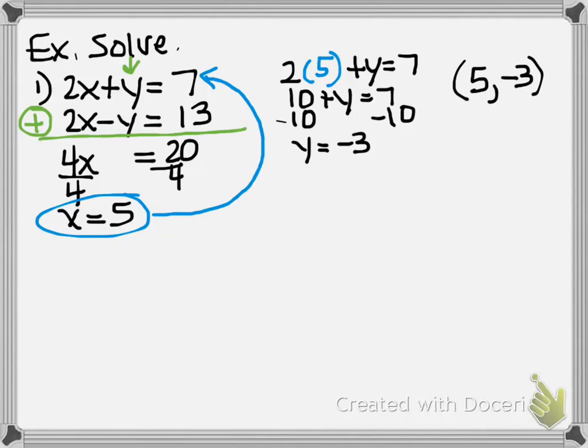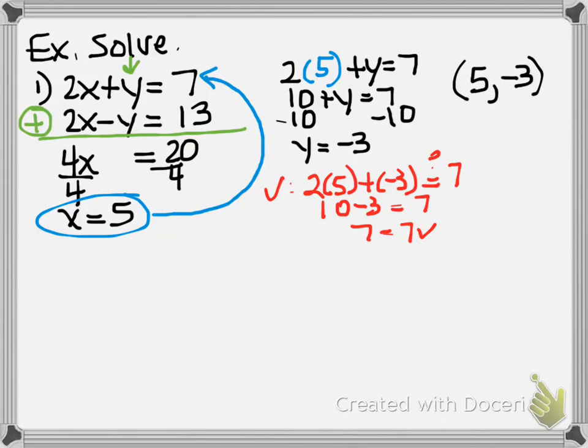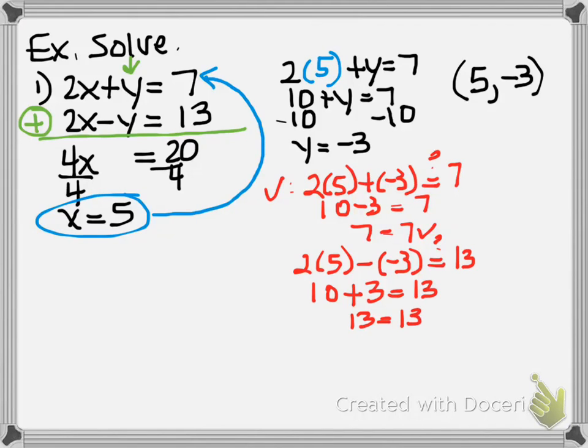Now I want to perform a check to make sure that that's correct, so I'm going to test out 5 and negative 3 in each of the equations. So 2 times 5 plus negative 3, the question is, does that equal 7? So 10 take away 3 is 7, and 7 equals 7. So yes, it works for the top equation. Bottom equation, 2 times 5, take away negative 3. Question is, does that equal 13? 10, and then double negatives make a positive, plus 3, and I get 13 equals 13. So since it satisfied both equations, then I know my answer is 5, negative 3.